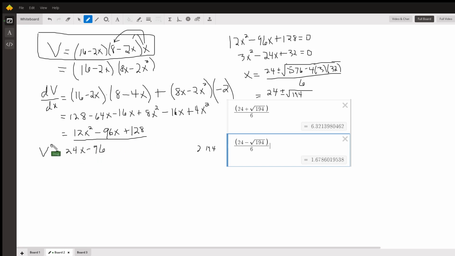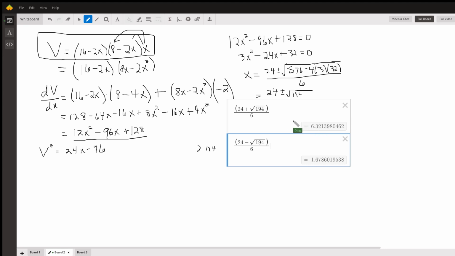And by the way, I did take the second derivative here. We can use that to tell us whether the critical numbers that we end up with are going to generate local maximums or minimums. So here I set the first derivative equal to 0. I noticed that every term was divisible by 4. I tried to factor it, but saw quickly that it didn't factor. So I used the quadratic formula and got 24 plus or minus the square root of 194 over 6.